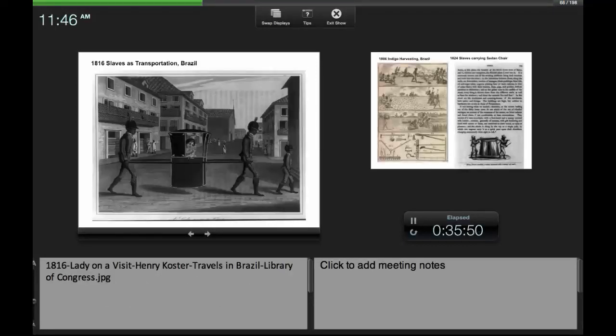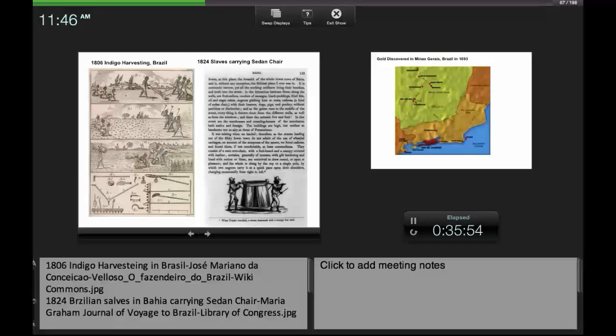In the muddy streets of Brazil, they were used for transportation. They were used to process indigo, so they were industrial workers. This is a story of a woman from England who visits and is talking about how the streets were so terrible, she had to hire slaves, which was very cheap, to carry her through, and they would keep the windows closed so she didn't have to look at the filth.